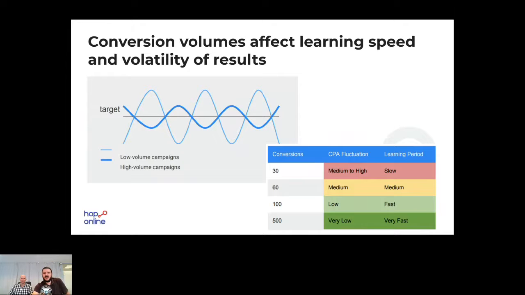And on this slide, we want to show how volume affects the learning speed. The previous slide is based on low volume of data, as we suggested, about 50 conversions a month. But of course, if the data is more, the learning period will be faster and also the algorithm will be more effective. So as you can see, for example, if you have 500 conversions a month, the CPA fluctuation would be very low and the learning period would be very fast. So it all depends on the volume of traffic and volume of conversions that you're getting.